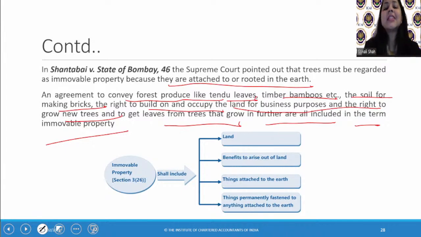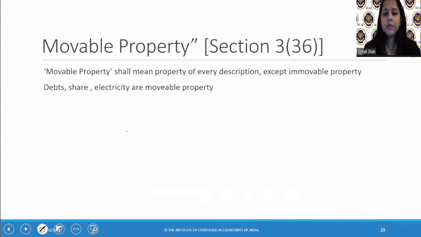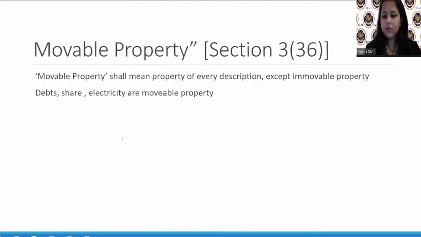Because what are these? These are the benefits that are arising from the land. So whatever are the benefits arising from the land, they will be treated as immovable property. Is that clear?